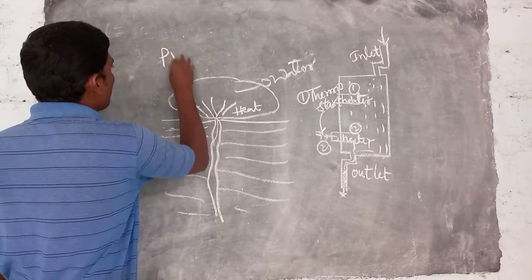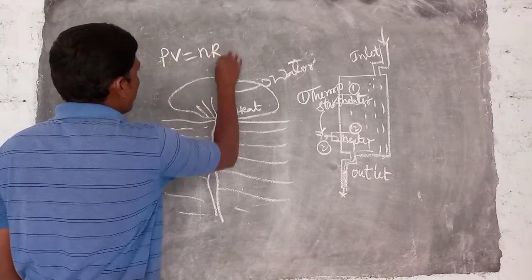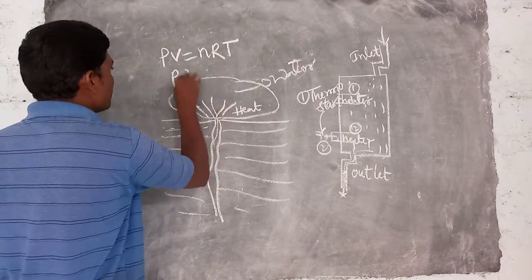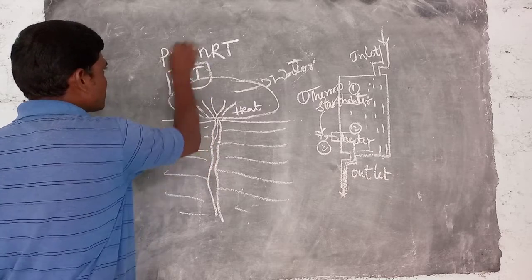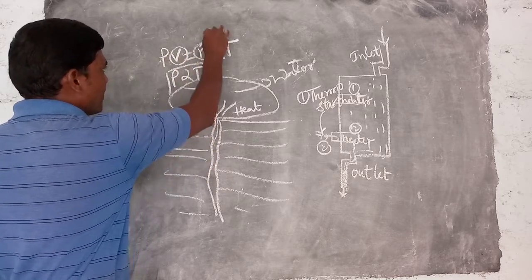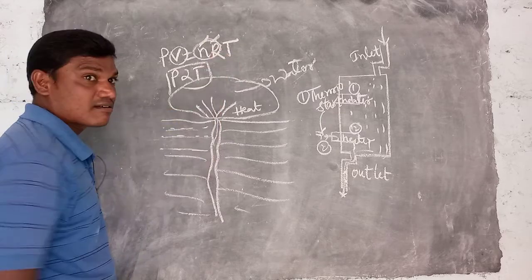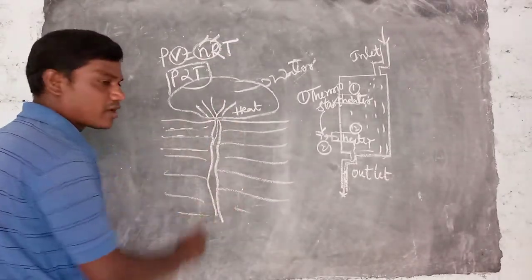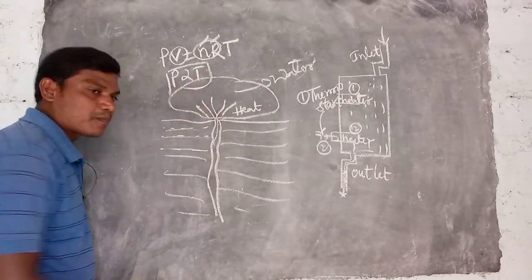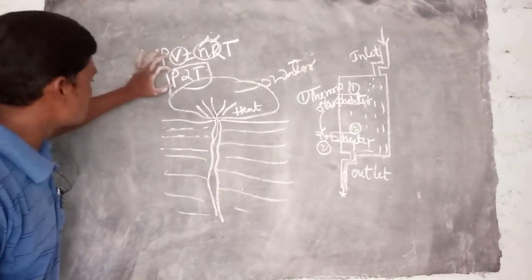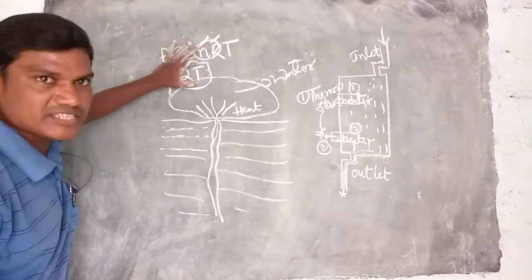From the gas law we know that PV = nRT. So P is directly proportional to T, because the volume, the n moles of the gas, and R are constant. For a given volume, the pressure is directly proportional to T. That means if the pressure increases, the temperature also increases.